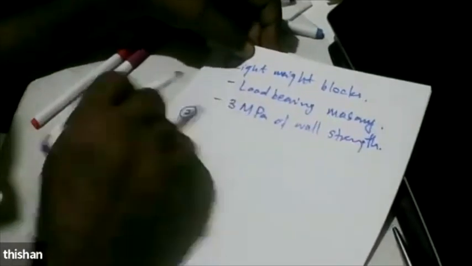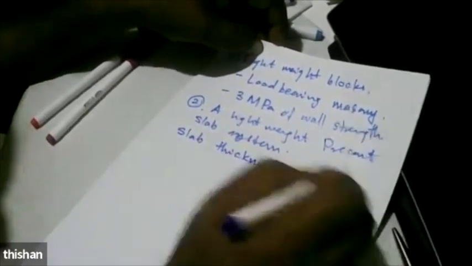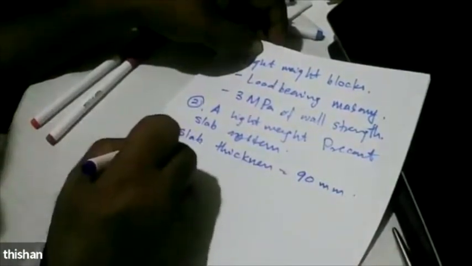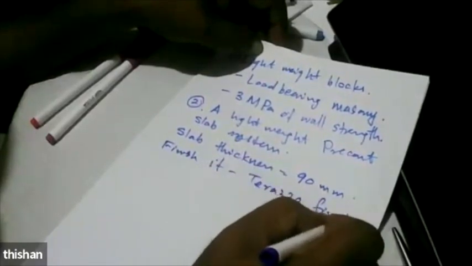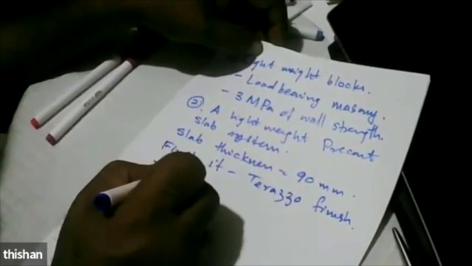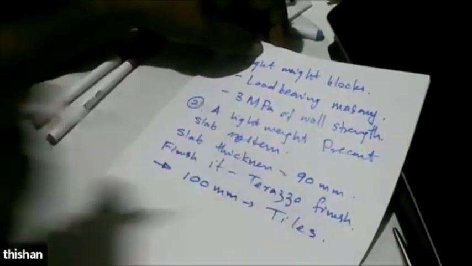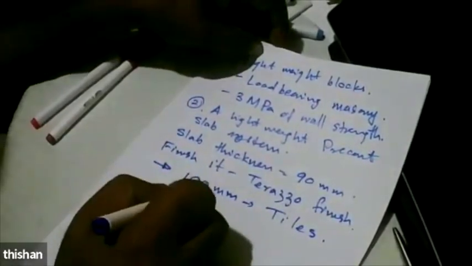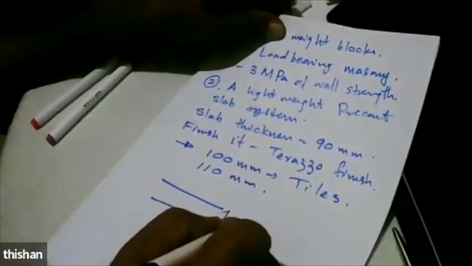Number two, we use a lightweight precast subsystem. Slab thickness, mm. And if you want, you can finish it with terrazzo finish, or you can make it so that with the overall thickness of 100 millimeters, you can complete the tiles. So including the tiles, the thickness will be 100 to 110 millimeters. So it's a significant departure from slabs of 125 to 150.